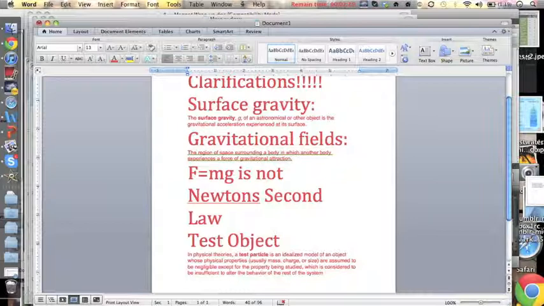Also, I'd like to clarify that F does equal mg, obviously, but it's not necessarily Newton's second law. It's not really important to know for this concept, just know that it's not true.